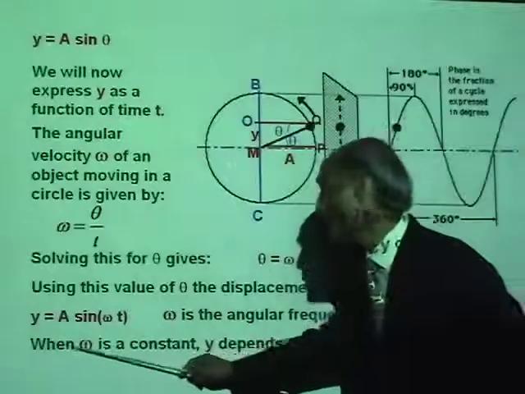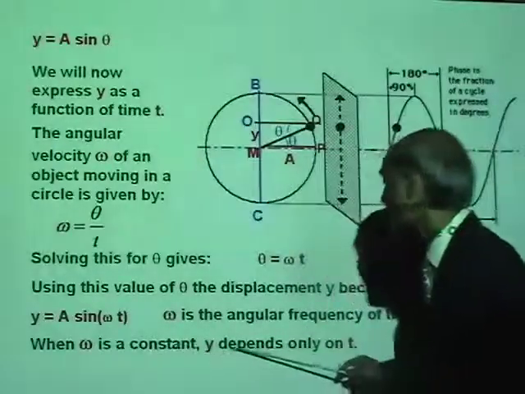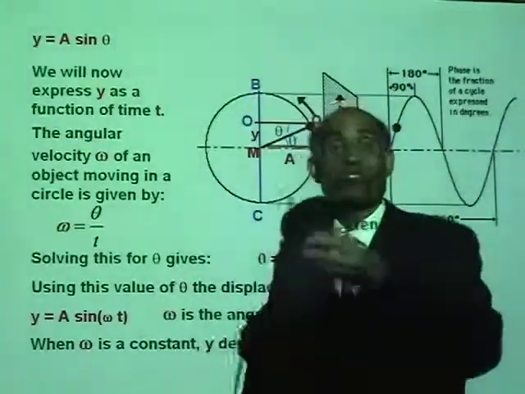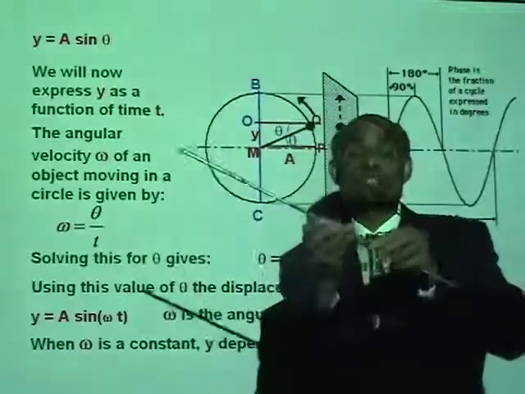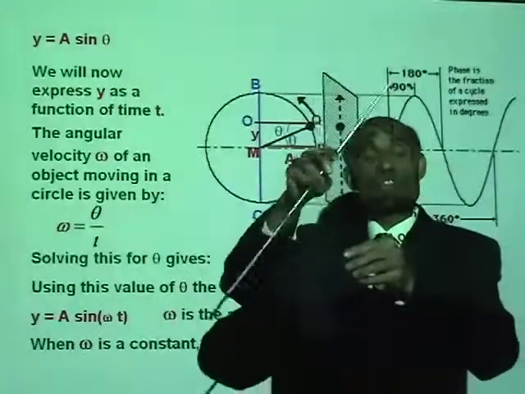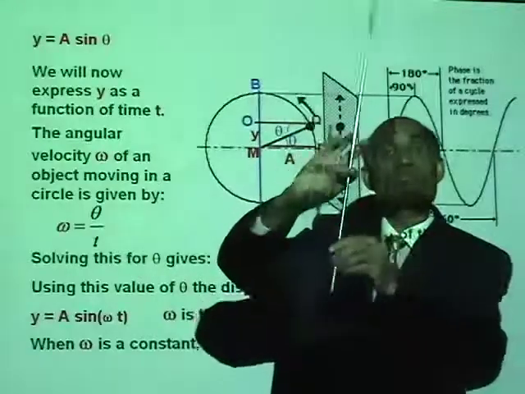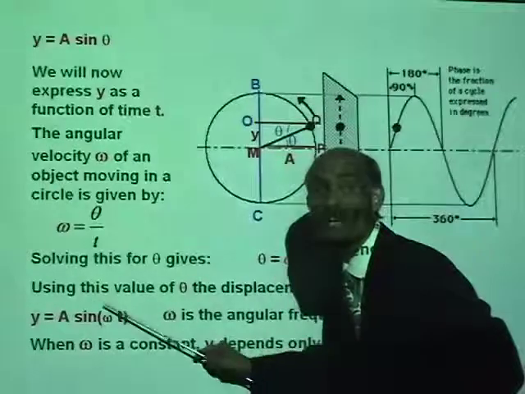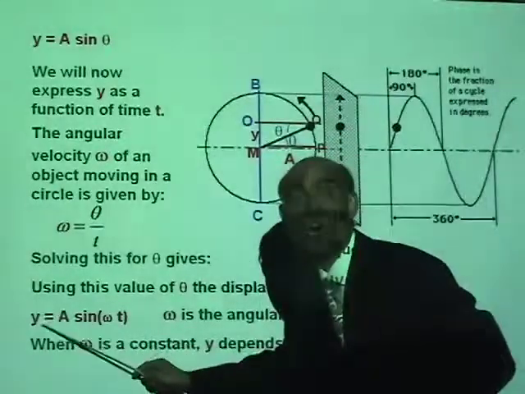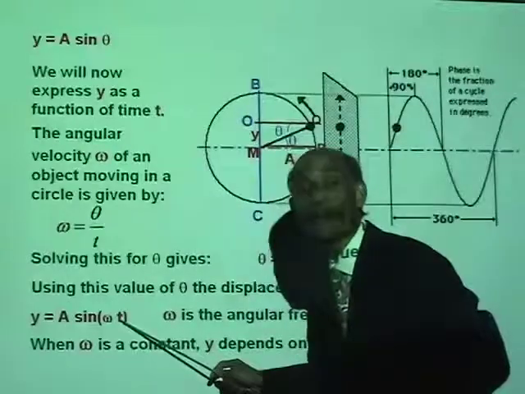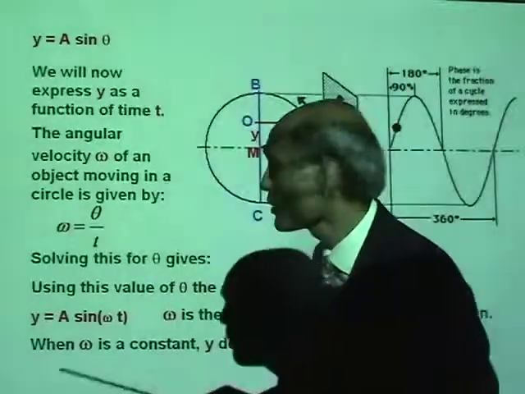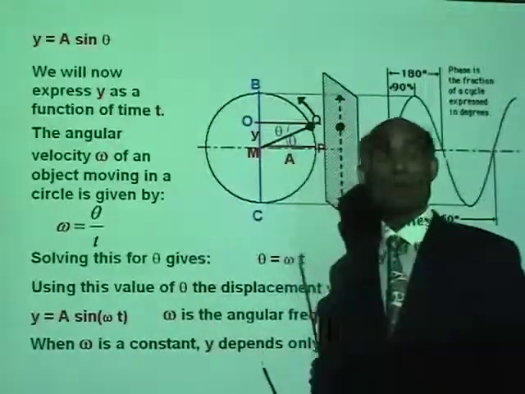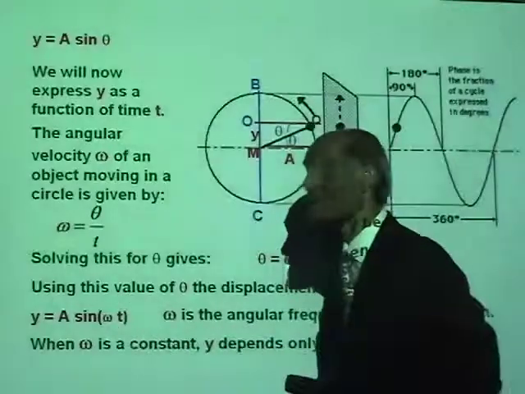Well, when omega is constant, y depends only on time. Now, in normal oscillations, omega will be a constant. In other words, the rate at which the angle is being described remains a constant. That means when omega is a constant, y, the displacement of oscillation, depends only on this time t. So we have y is now expressed as a function of time. Y equal to a sine omega t.